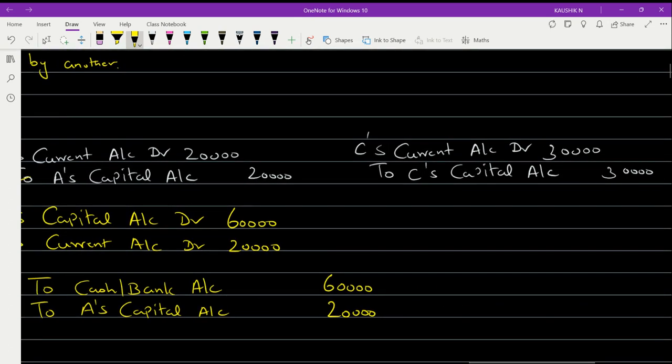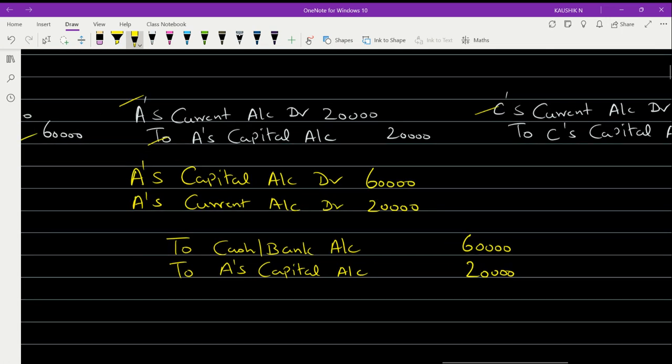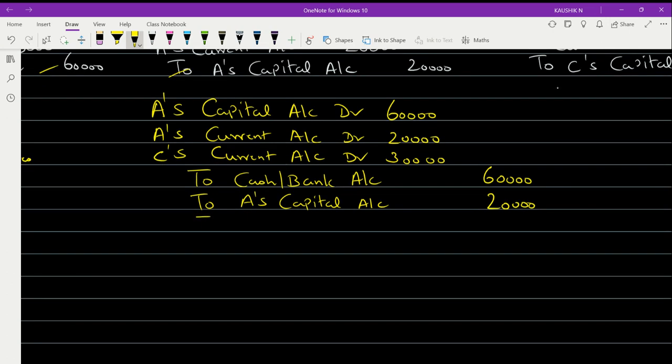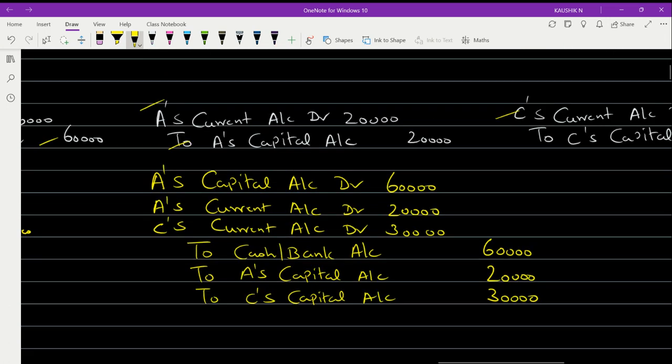Now we have C in the picture. We have to bring him in as well. Since C is also included, in this line C has not withdrawn the total. So C's current account is being debited with the value of rupees 30, and the entire C's capital account, To C's capital account, the value will be 30. Now do you understand this concept?